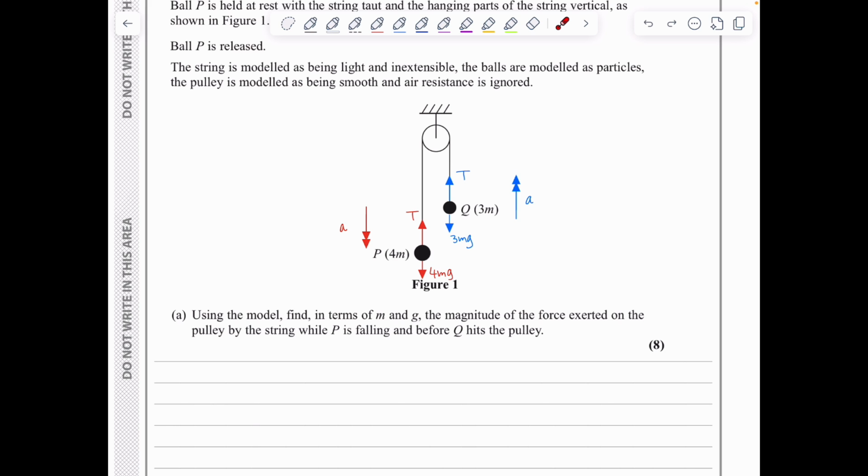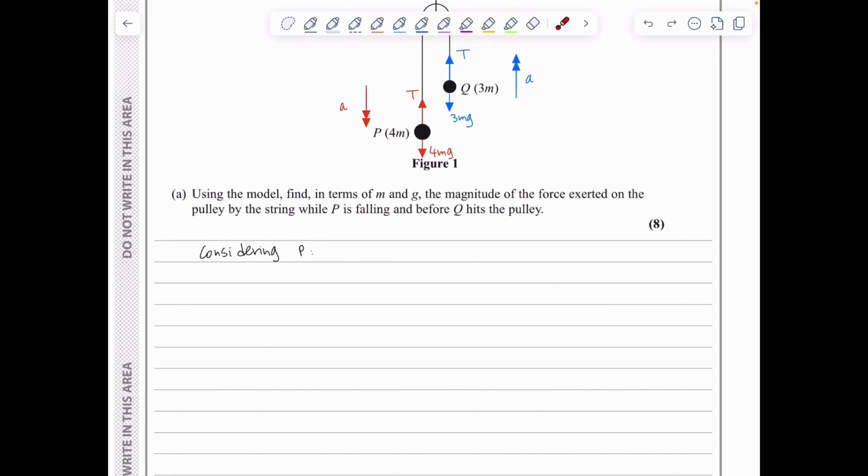I will then proceed by writing down equations of motion for P and Q. Starting with P, since P is accelerating downwards, we've got forces acting downwards, which is the weight of 4mg, minus forces acting upwards, which is the tension T, equal to mass 4m times acceleration. Considering Q, which is accelerating upwards, we've got forces acting upwards, which is T, minus forces acting downwards, which is the weight 3mg, equal to the mass 3m times the acceleration a.